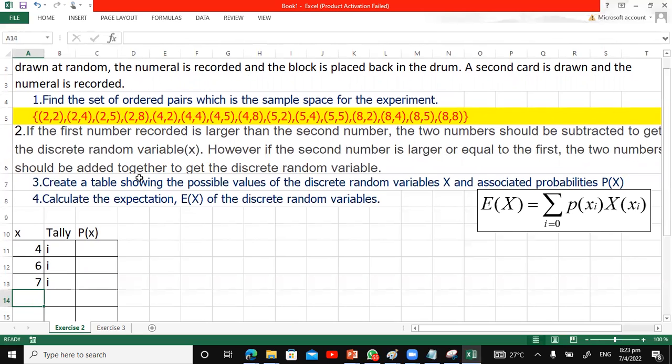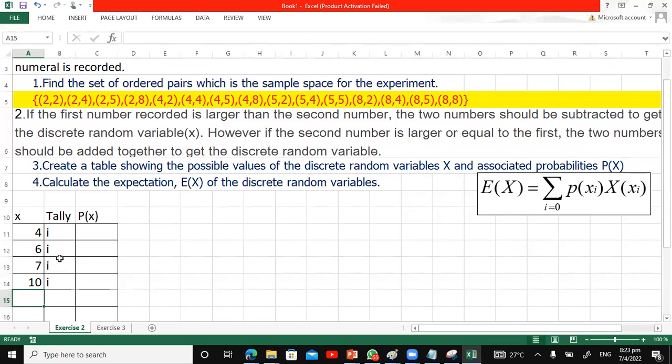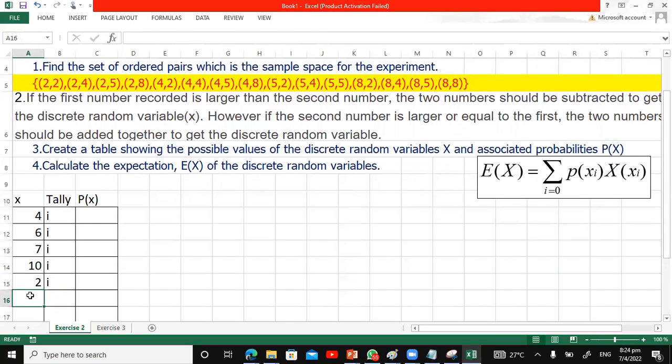Again, the second number is larger, so we're going to add. So we're going to end up with a 10. And that's 1 ten so far. And here the second number is smaller, so we're going to subtract. So we're going to end up with 2 here. And we have 2, so 1 two so far. 4 and 4, both of them are the same. So we're going to add. So that's going to give us 8. So far, we only have 1 eight.